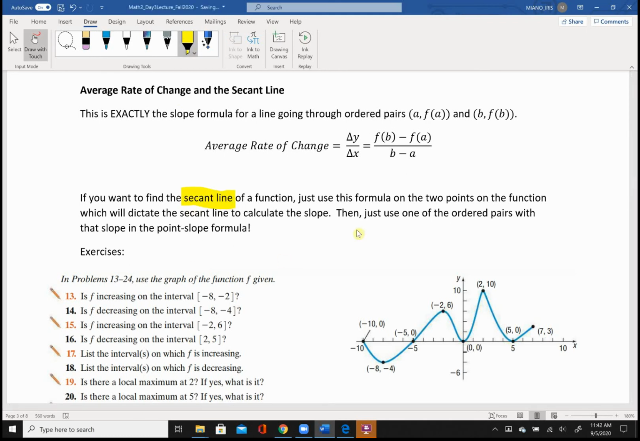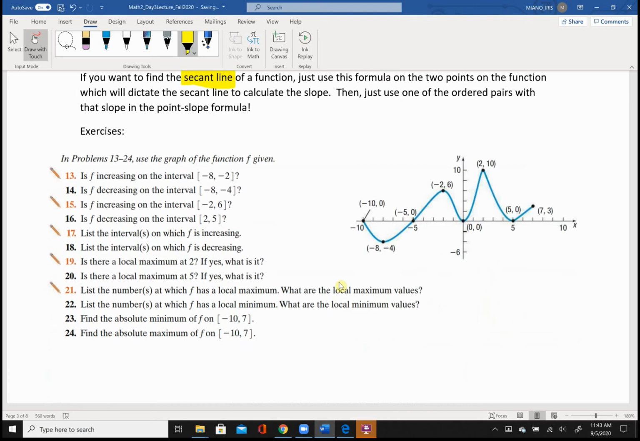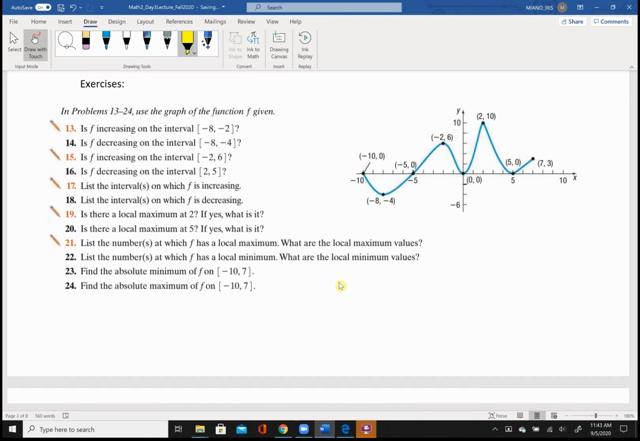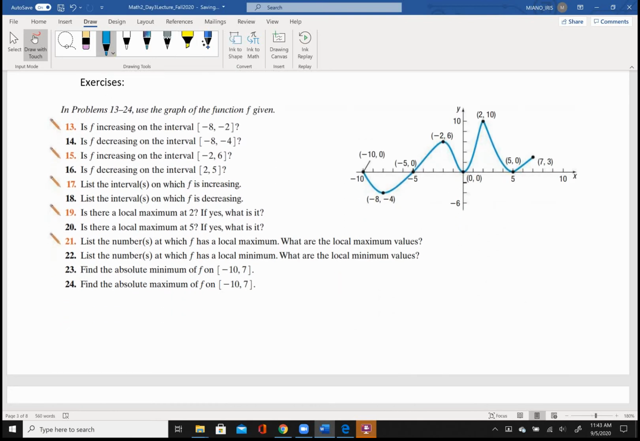So if you ever want to find the equation of a secant line of a function, you just need to pick two points on that function and find the slope between those two points, and then use one of the points in the point-slope formula, and there's the equation of the secant line. Okay, great. So I'm just going to blurt that out real quick and then allow us to move forward into exercises.